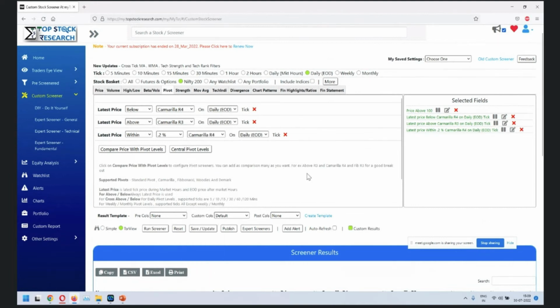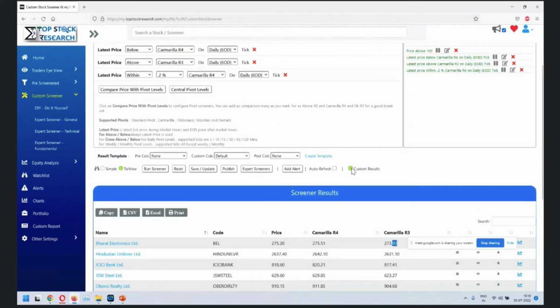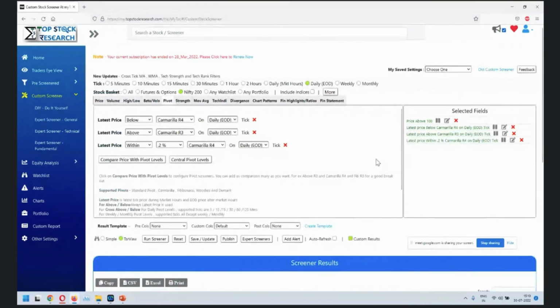So it is within 0.2% of R4. What we are doing is filtering stocks on a certain stock basket, price between R3 and R4, and very close to R4, right? And if there's a possibility, it might cross R4 and go into newer highs, right? So R3, R4 is here. When you look at this, it's very close to R4 but below. So price is just below R4, but very close to it and much above R3, right? So this is how you can build good strategies out of it.